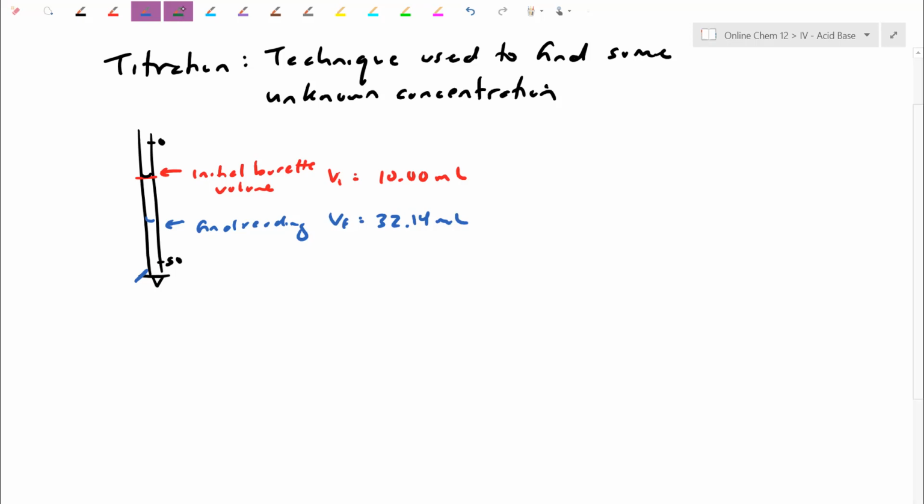What you're going to do is find the difference. This is called the titrant, the chemical that I'm dropping into the other chemical. The titrant volume is given by the difference in volume. I have my starting and ending volume, and I subtract these two numbers from each other. So 32.14 minus a nice 10 gives you just 22.14. And it's that difference that we actually added into the solution.